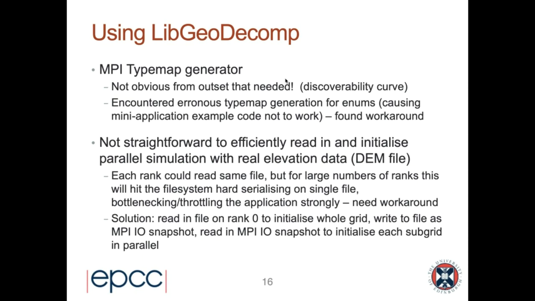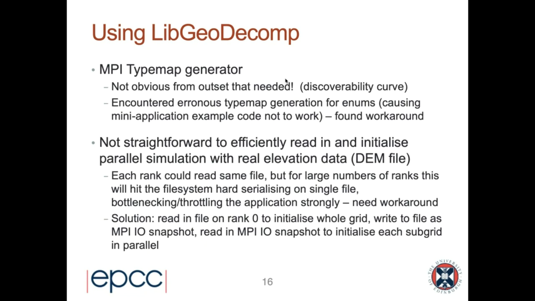And in fact, I encountered some erroneous type map generation for enums, which are important, including in the mini application examples. So there was just an error somewhere in the script, which meant that the custom MPI type map generated didn't work. So there, it was necessary to find a workaround to this.